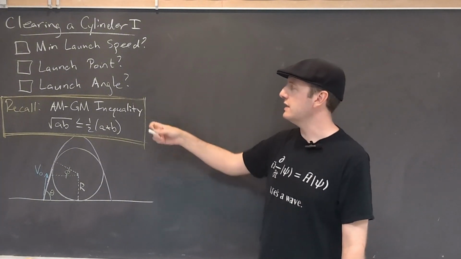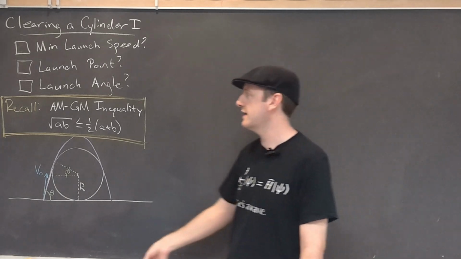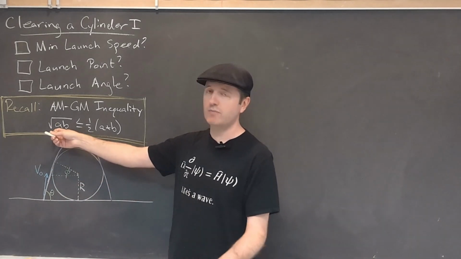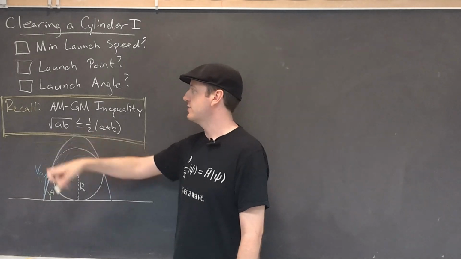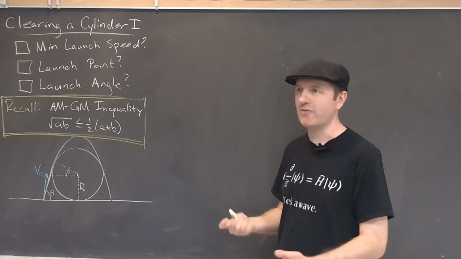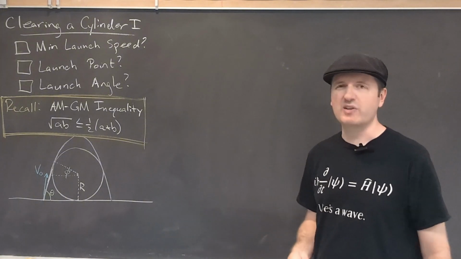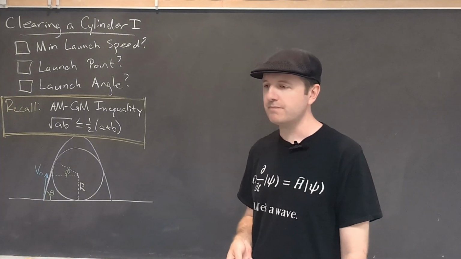So I'm going to use the AM-GM inequality, that's the arithmetic mean geometric mean inequality that says the geometric mean of two positive numbers, which is the square root of their product, is less than or equal to their arithmetic average. So we'll try to use that at one point to save on some calculus work for minimizing.